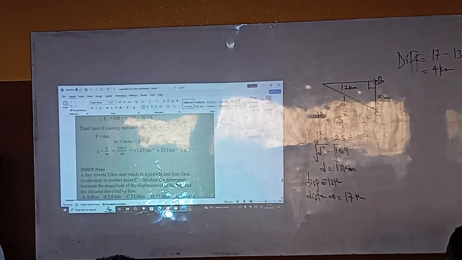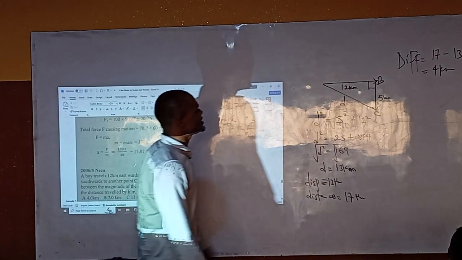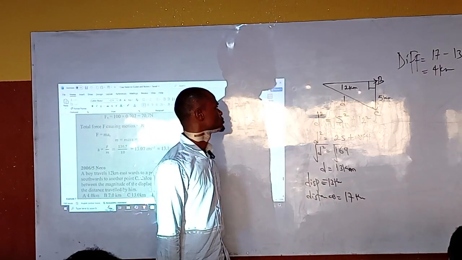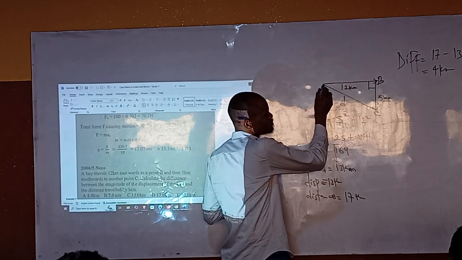What if JAMB told you to get the displacement and the direction? You are going to draw your cardinal points from this point here.